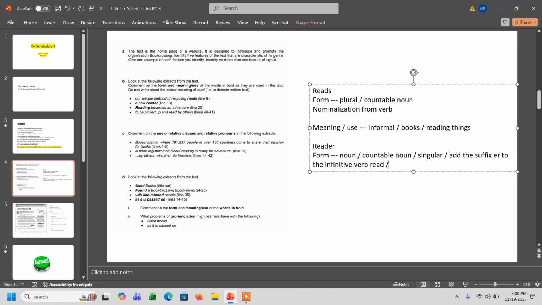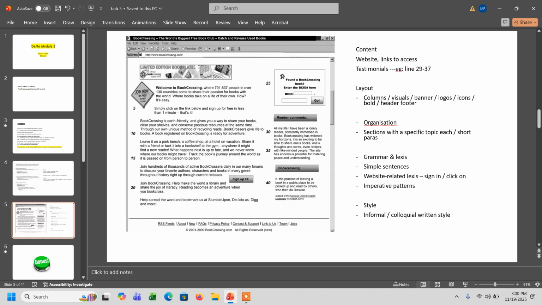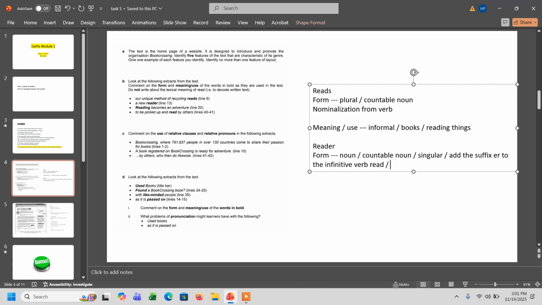Reader. It is a direct object, right? A new reader. If you want to know whether it is subject or object, let's go to line number 13. It might find a new reader. Might find is the verb, and a new reader is the object. We have to think direct object or indirect object. This is only one object, so direct object. Okay, let's move on to meaning and use.